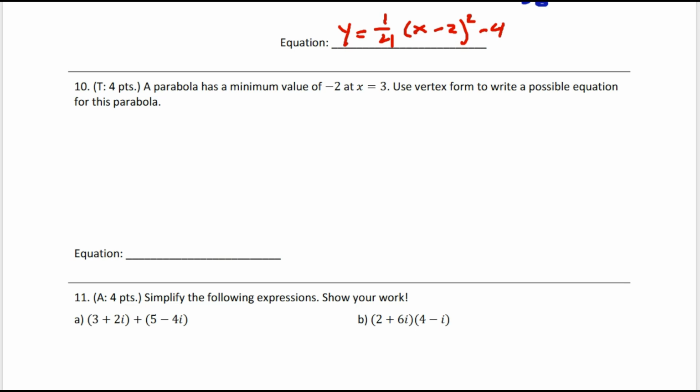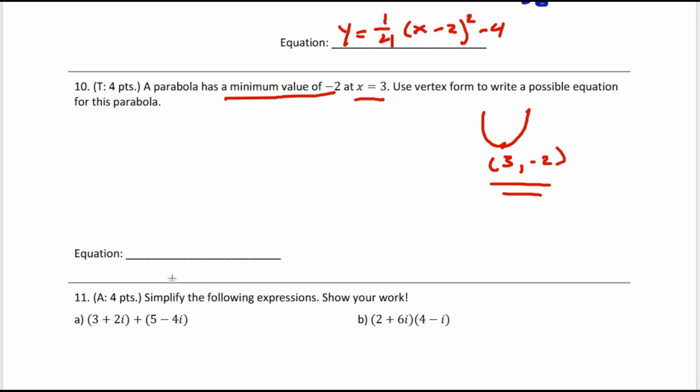For question number 10, again, we're writing an equation for a parabola. This time we're told that it has a minimum value of negative 2 at x equals 3. So that tells me it's an upward parabola, and the vertex occurs when x equals 3, and the minimum value, that's the y-coordinate, is negative 2. So we just have to write the equation of any parabola that has that vertex and opens up.